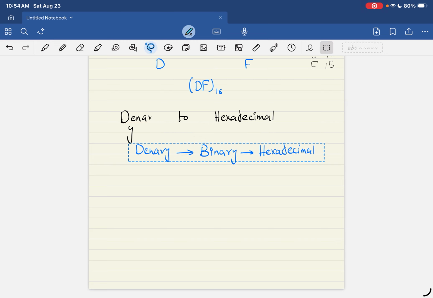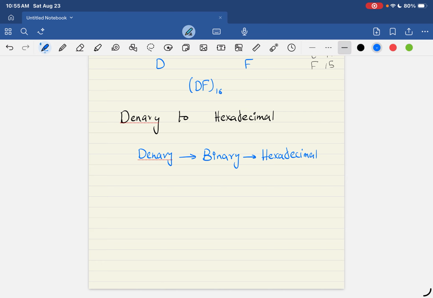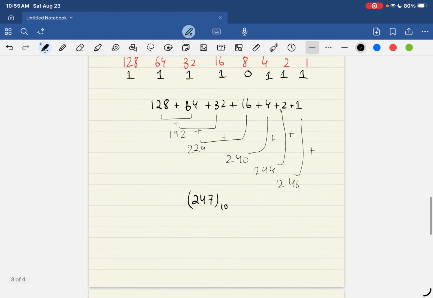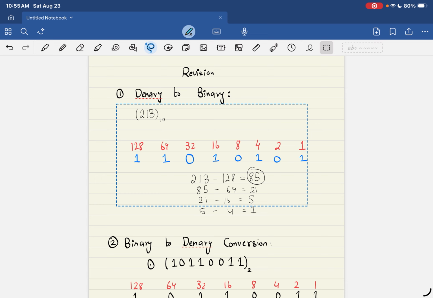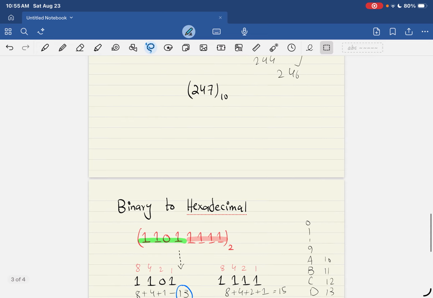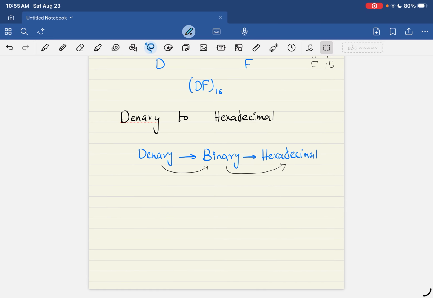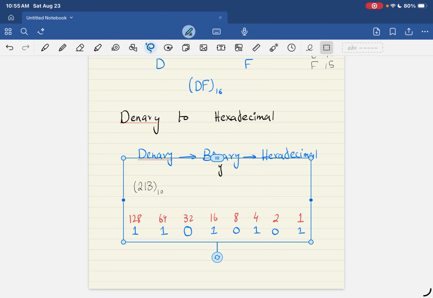Okay, so it's actually the process. This conversion has nothing new to it. We're just going to perform what we already know about denary to binary conversion and binary to hexadecimal conversion. Let us take an example of denary to binary conversion that we have already performed, for example this 213 conversion that we had over here. If you have not watched this video, this should be the really first video, so pause this video, go back and watch denary to binary conversion first before going through this video.